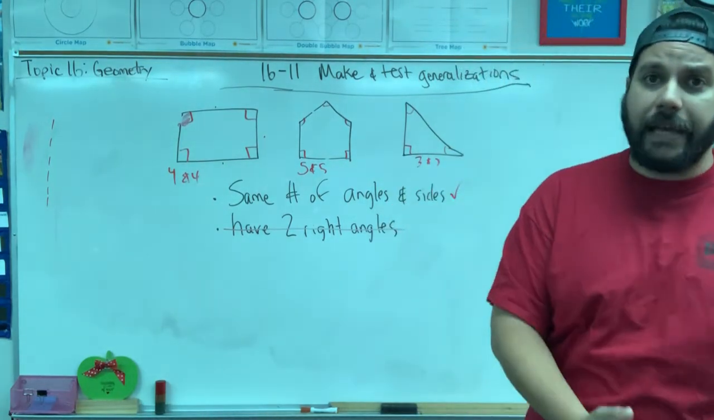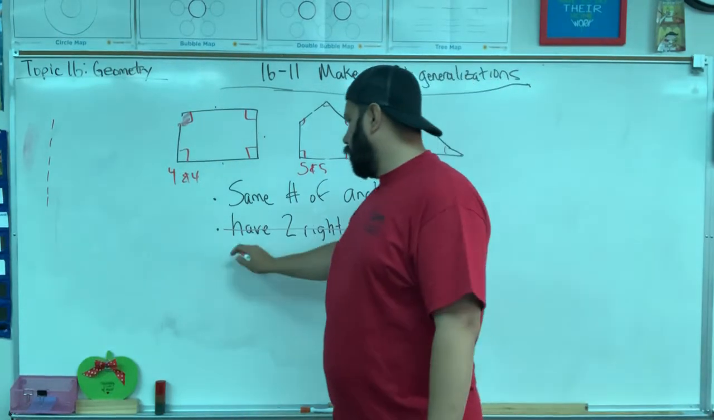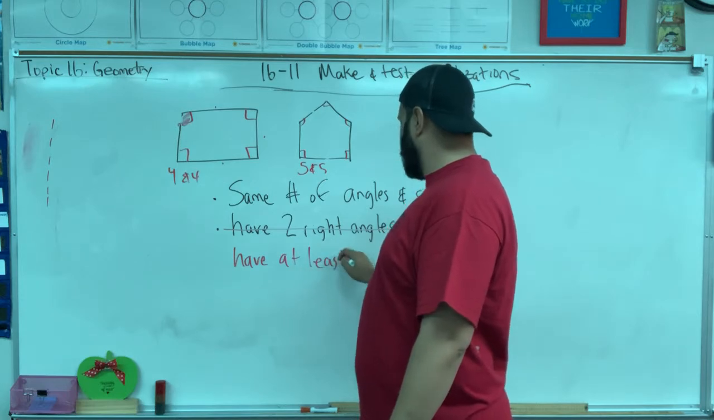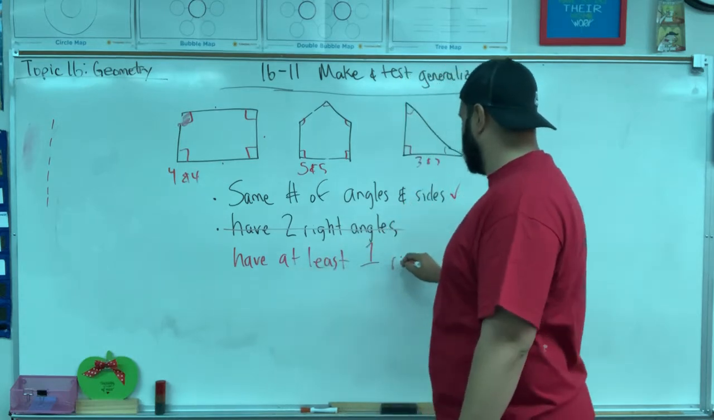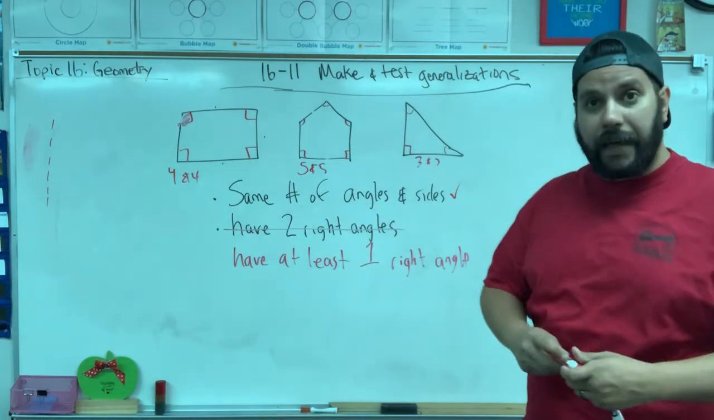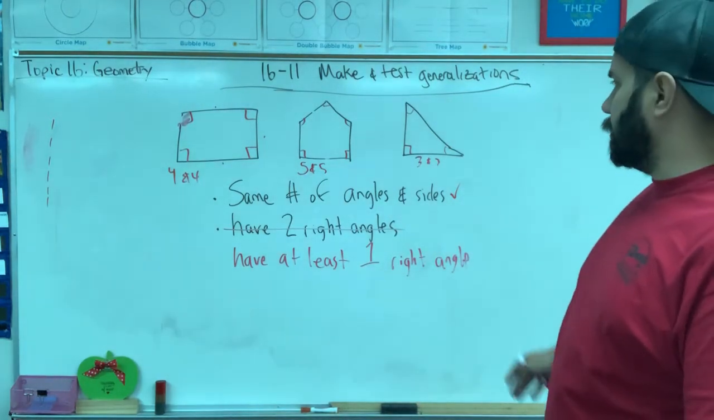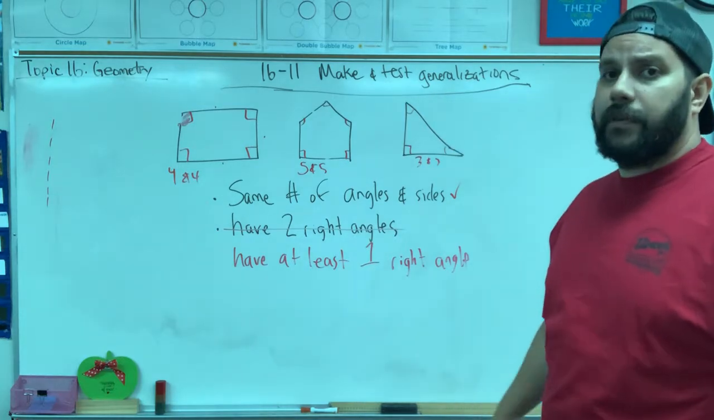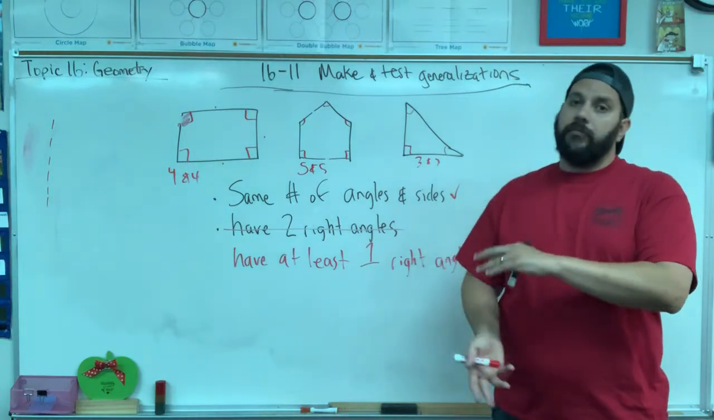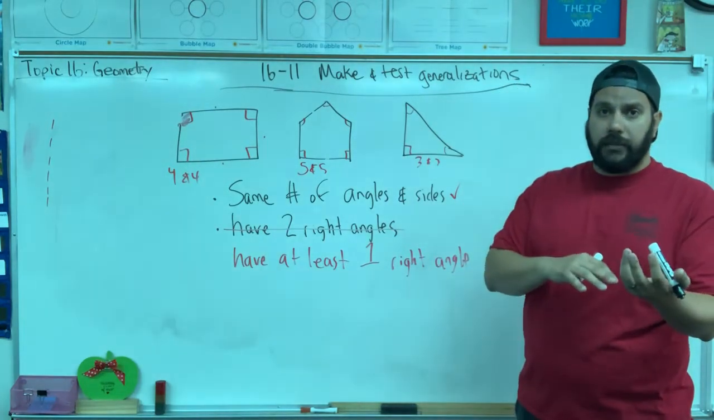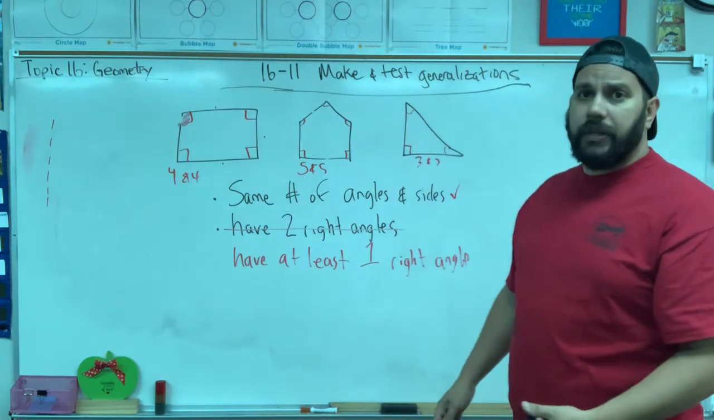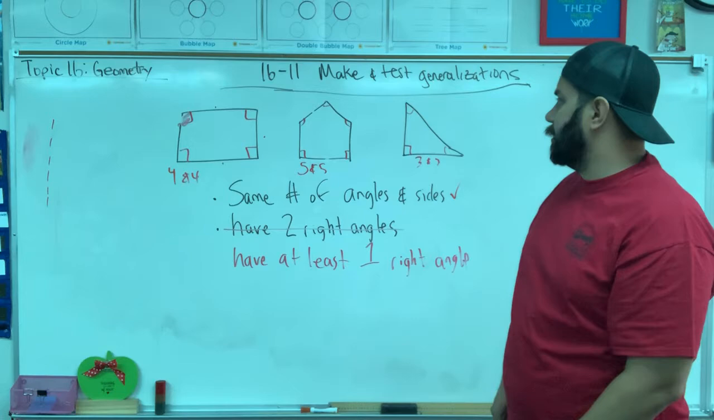So this is an incorrect generalization, but it's not the end of that generalization. It just means I need to revise it. So they all have at least 1 right angle. Is that fair to say? Yeah, I think that's fair to say because I just looked at it. Okay? So I've taken a generalization I made at the beginning. It was wrong, but I've edited it. I've revised it to something that is now correct. Okay? And that's really make and test generalizations, right?